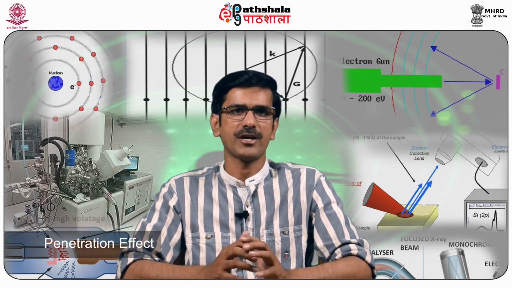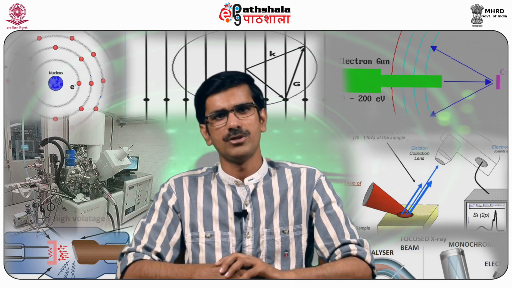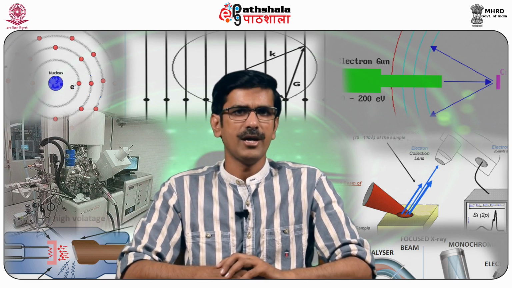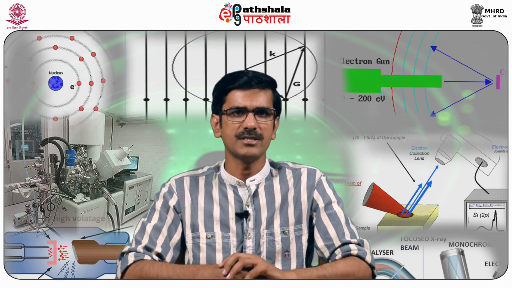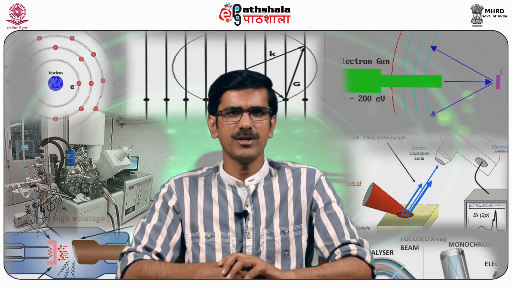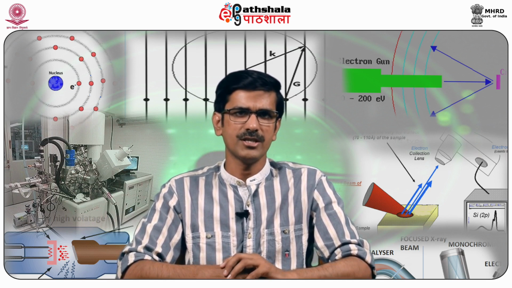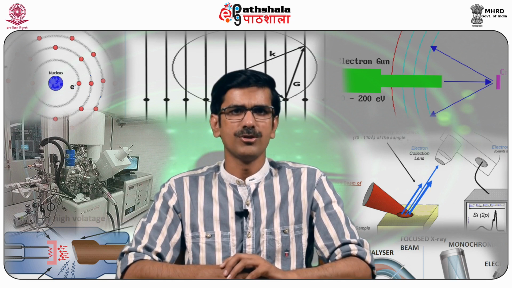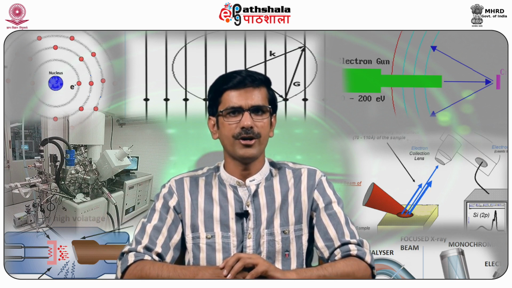Now, the penetration effect. S electrons are closer to the nucleus than P electrons, which are closer than D electrons, which in turn are closer than F electrons of the same principal energy level. Hence, S electrons experience more attraction from the nucleus than P, D and F electrons. Thus, the ionization energy to remove an electron from a given energy level decreases in the order S is greater than P is greater than D is greater than F.